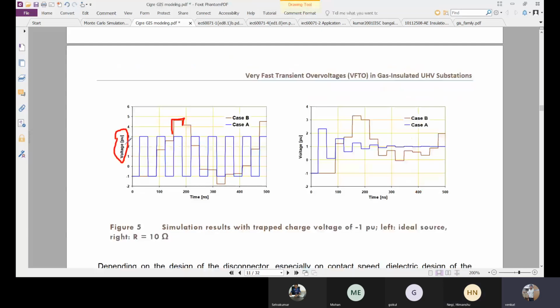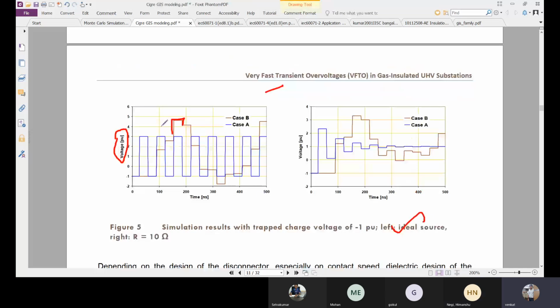So what we are coming to say is that the modeling which we are going to do for the gas insulated substation should be more precise, only then can we see this much of variation. Whenever there is a discontinuity or whenever it is meeting some junctions, the voltage will be getting reflected and refracted, so that this voltage will be getting higher and higher. This is with the example of an ideal source.